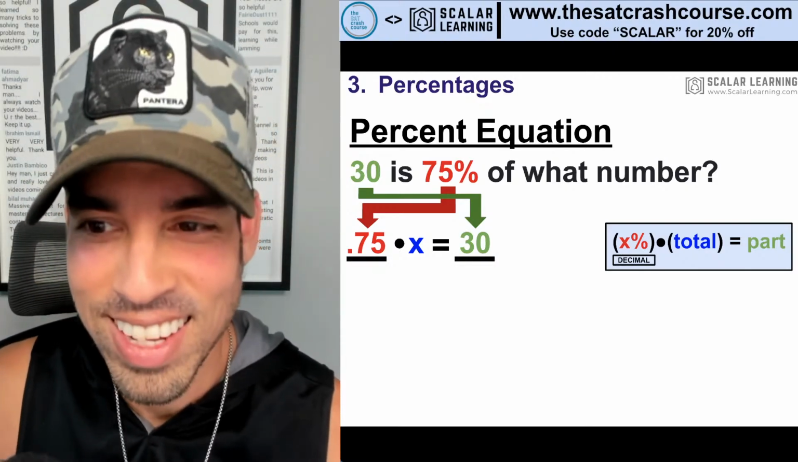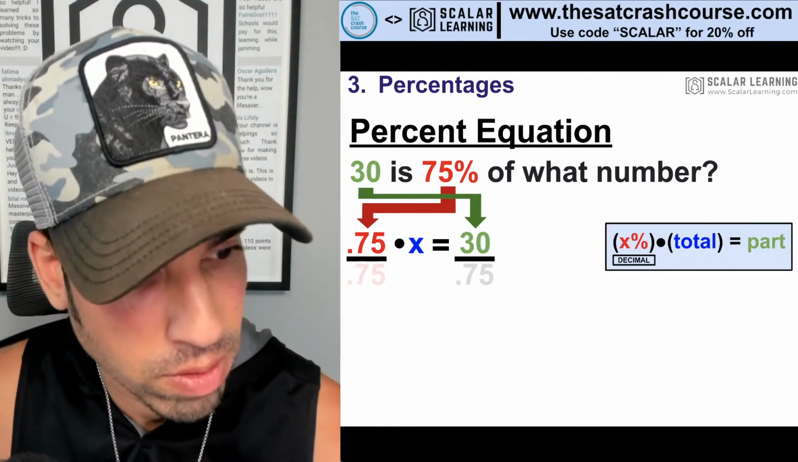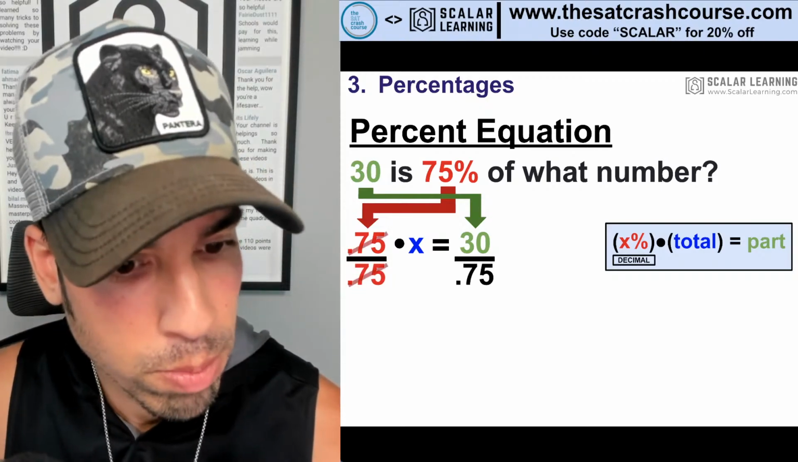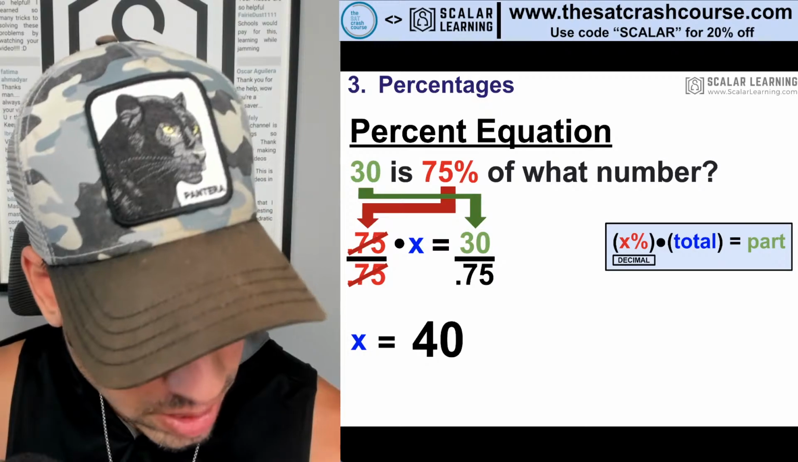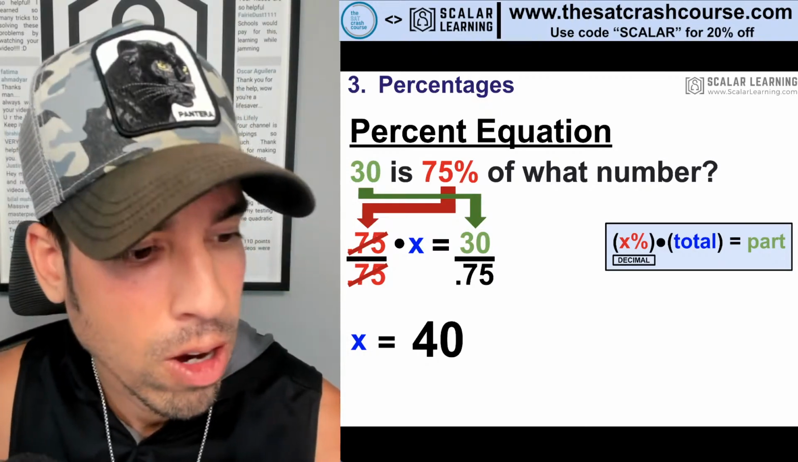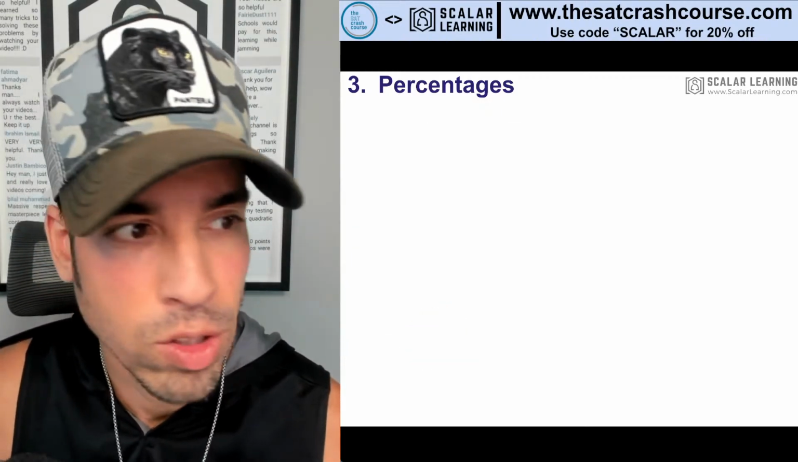So, sorry guys. Now to isolate, we're going to divide by 0.75 on both sides. Boom, boom, boom. Cross it off. And 30 divided by 0.75 is 40. Boom. All right. So that is how we do this one.